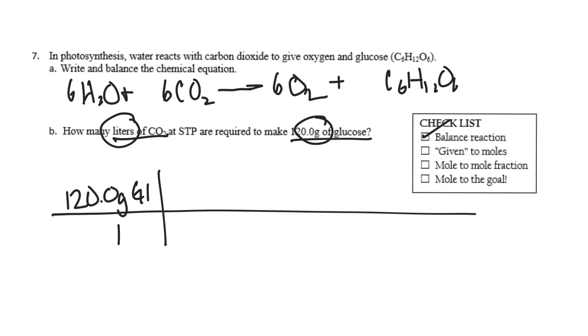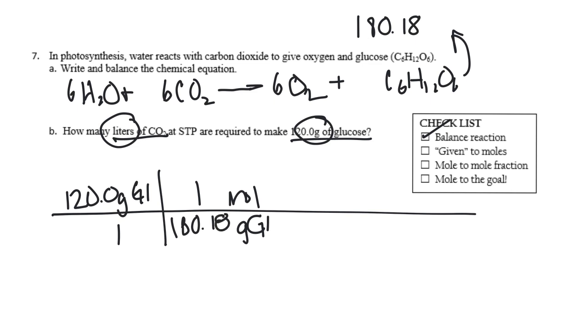So given to moles is the next step. Well, my given unit is grams, so gram comes down of glucose. I want to get to moles. Well, we know gram to mole, I need a molar mass. And I'm going to put a 1 next to mole because I'm going from mole to some other unit. Molar mass of C6H12O6 is 180.6, 0.18. So that's the number that I'm going to put here. So check, given to moles.